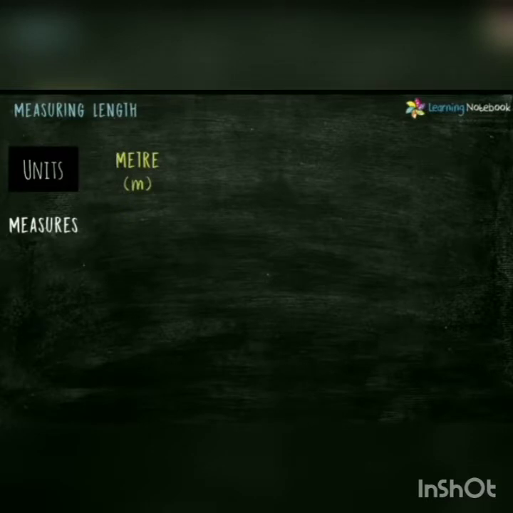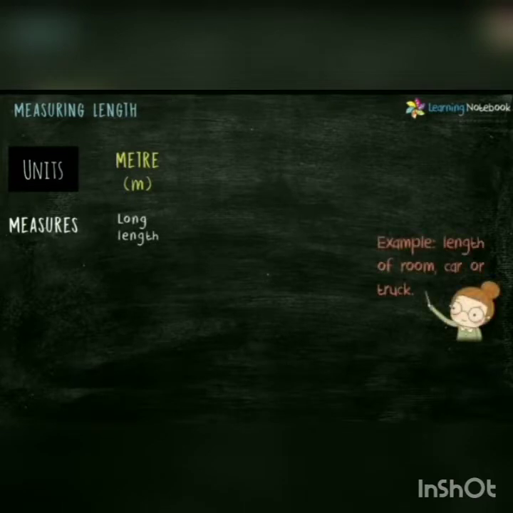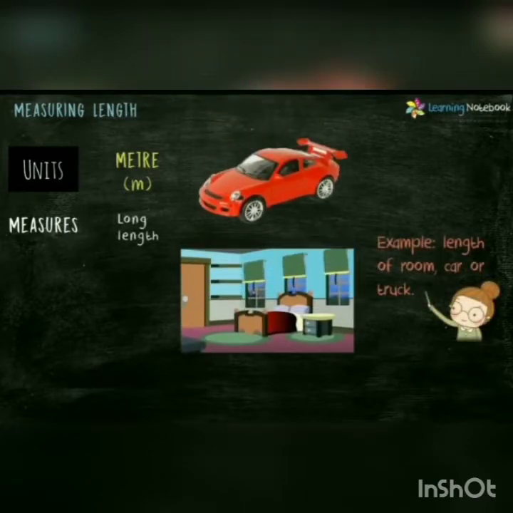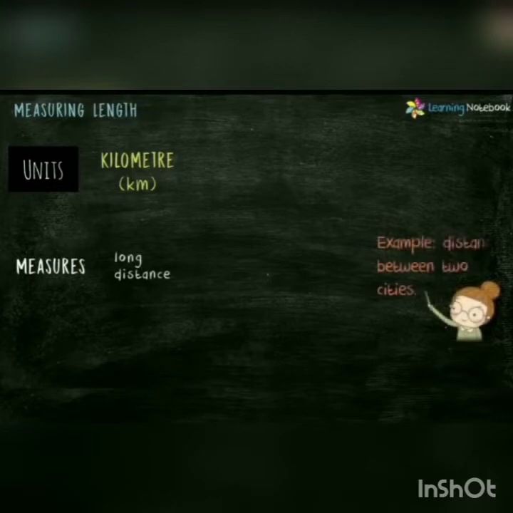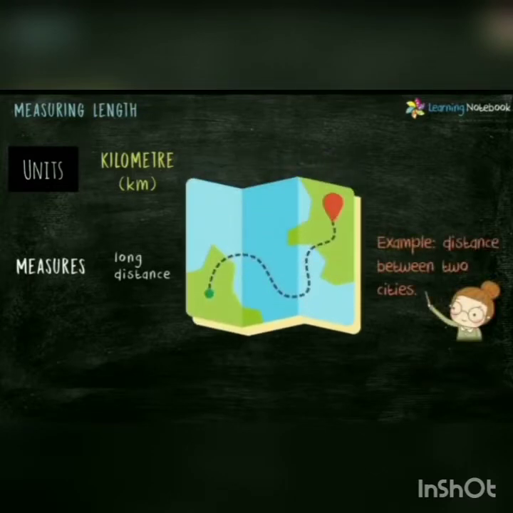We use meter to measure long distance like length of a room, length of a car, or length of a truck. Students, next unit for measuring length is kilometer. In short, kilometer is written as km. Kilometer is used to measure long distance. For example, distance between two cities is always measured in kilometer.